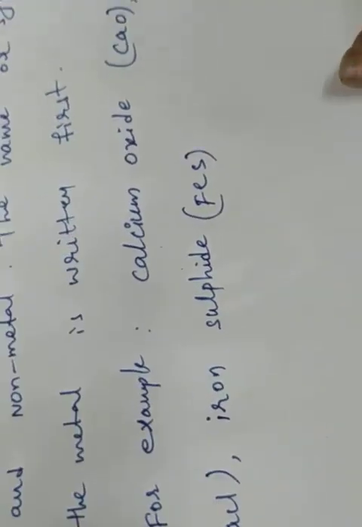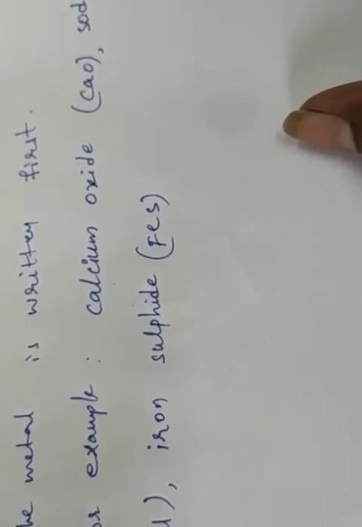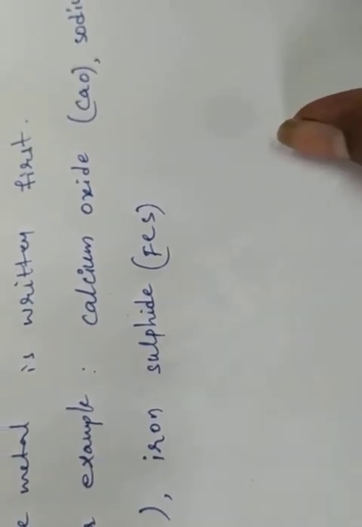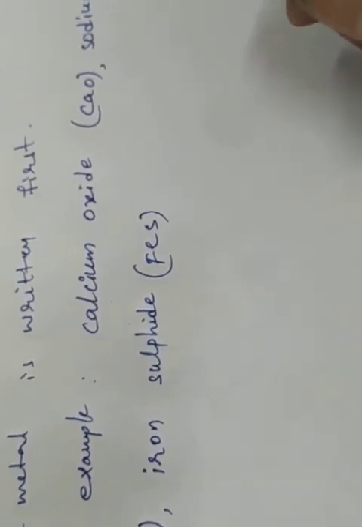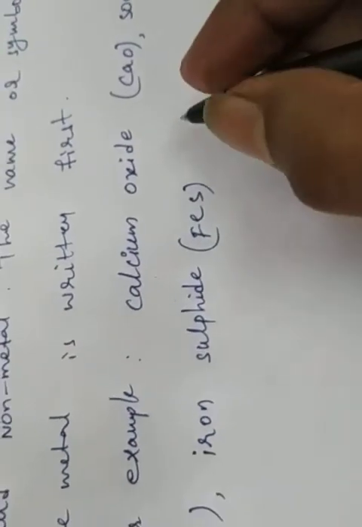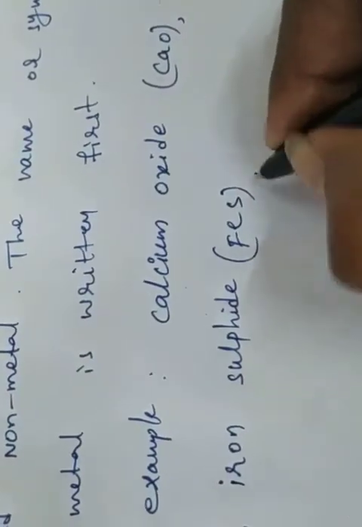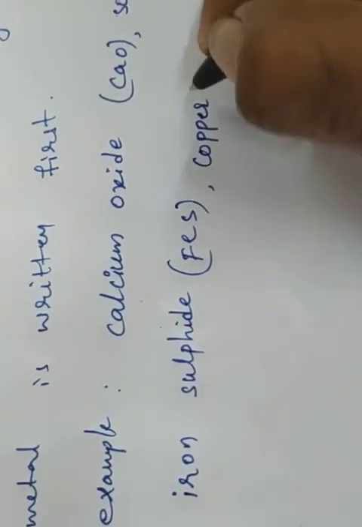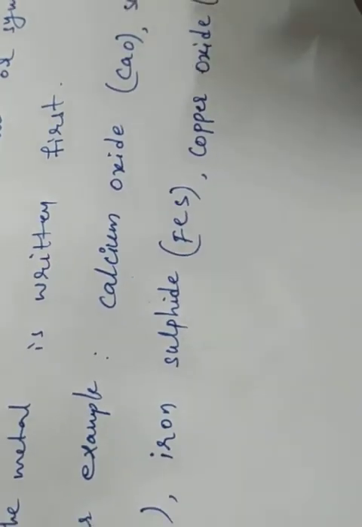In the table I already gave sulfide, sulfite, sulfate; three different ones are there. Sulfate means SO4 2 minus. Sulfide means S 2 minus. Sulfite means SO3 2 minus. So iron sulfide is FeS. And copper oxide is CuO.